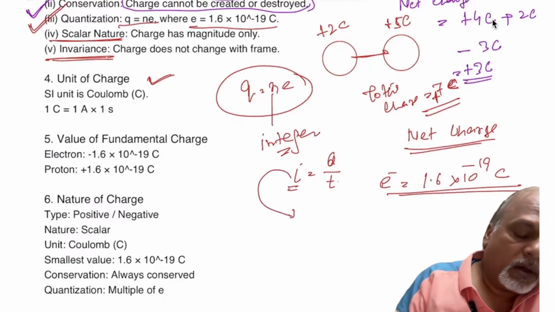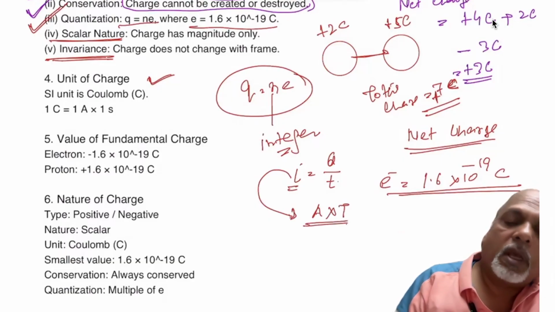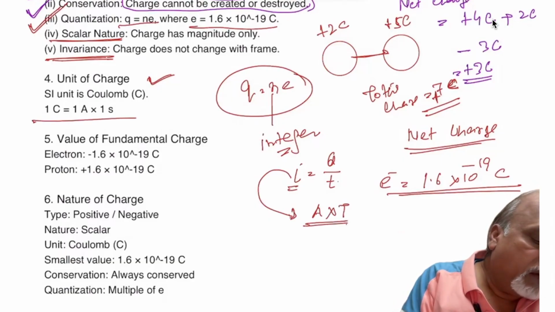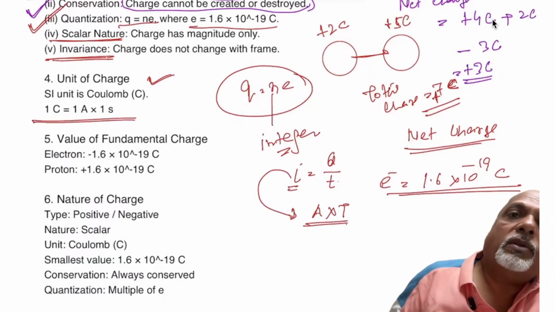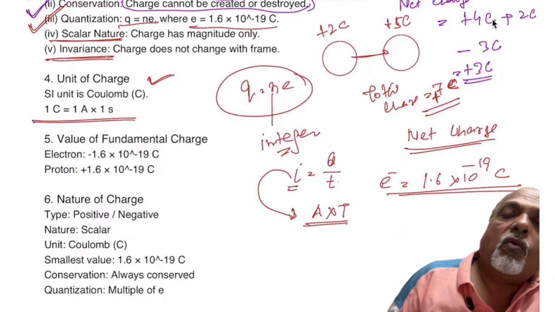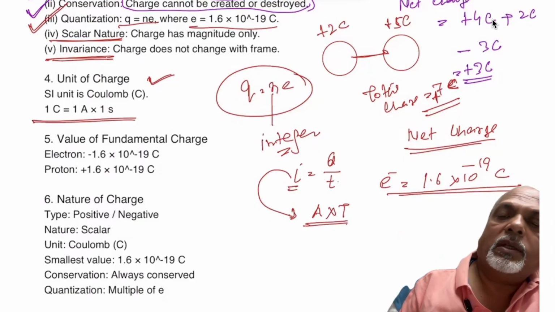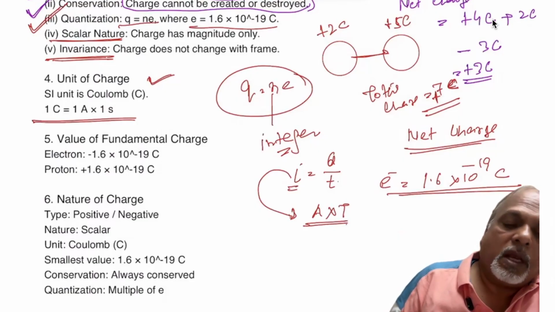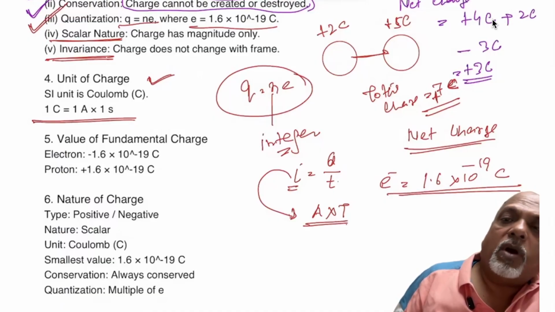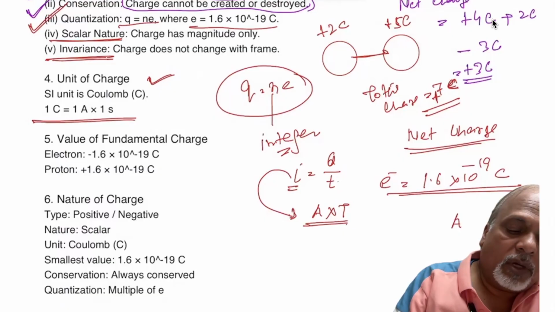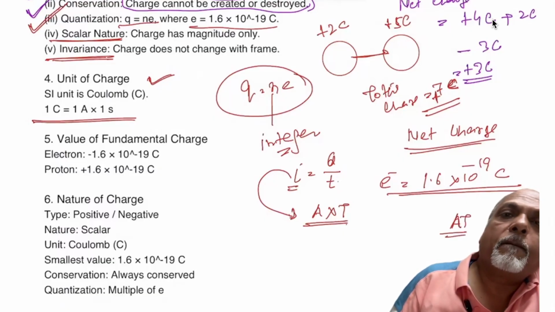So the fundamental physical unit is basically ampere into time. That is the meaning of this. 1 coulomb is equal to 1 ampere into 1 second. Correct? So the dimensional formula of charge is A into T. Correct?